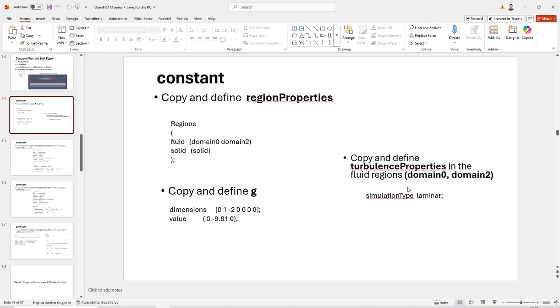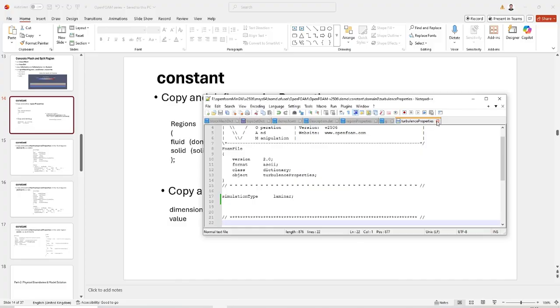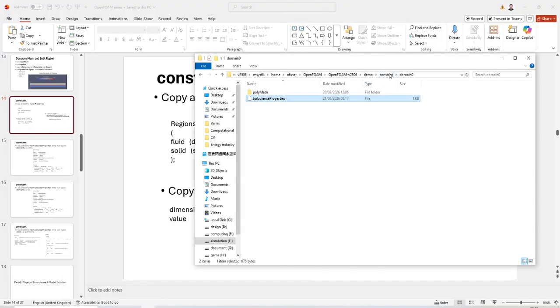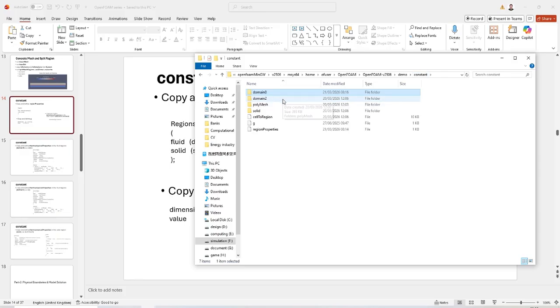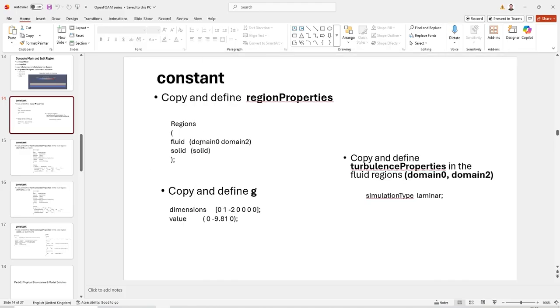laminar only. So we change it to laminar. Laminar is what we want, and after doing that, that is the turbulence properties for domain 0, and we directly copy it to domain 2. So that's the fluid flow. So the solver knows that the fluid flow will be laminar for both fluid domains.